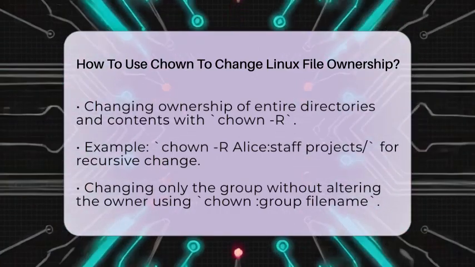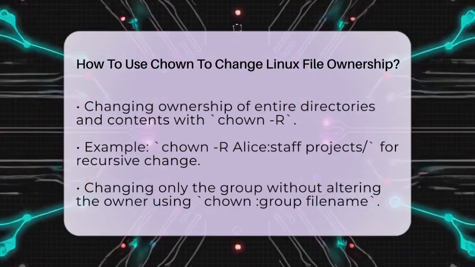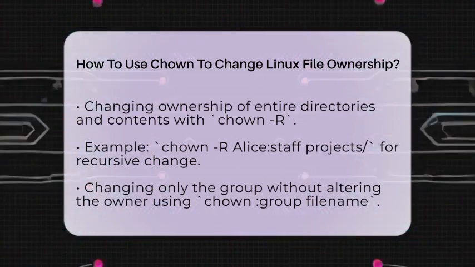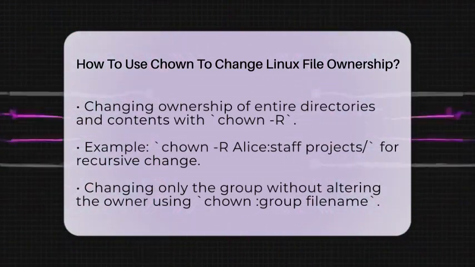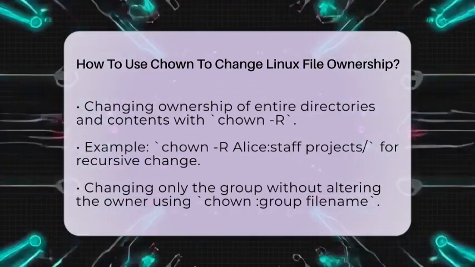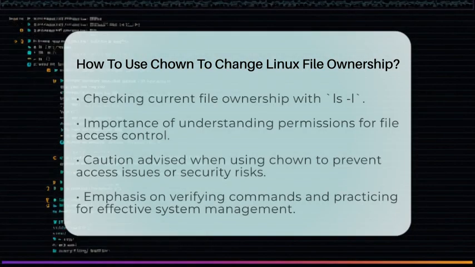Before and after you run chown, you can check who owns a file by using the ls -l command. It lists files with details about the owner and group. This helps you verify that your changes went through.